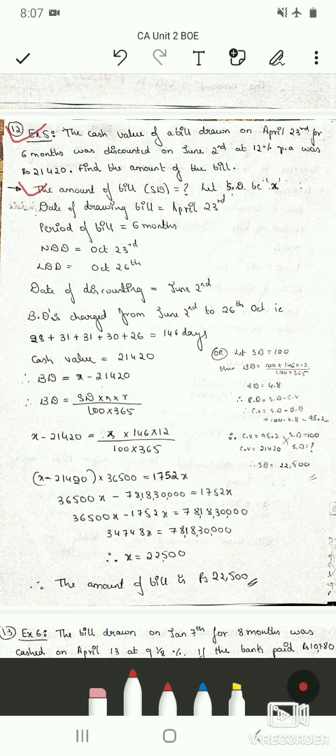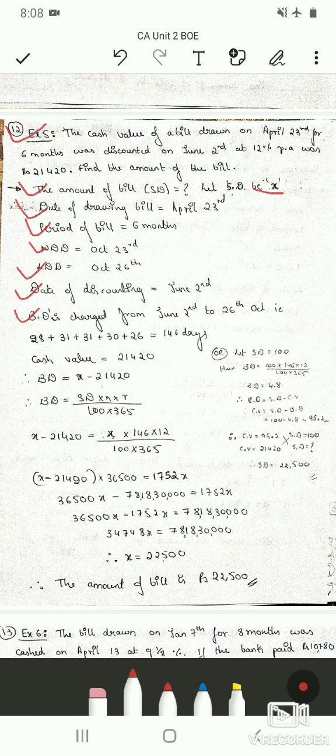There are two methods to solve this. Whichever is convenient, you can go by that. I'll explain both now. So first step is, let us assume the sum due to be X. Then they have given the date on which the bill was drawn, that is 23rd April. Period of bill is 6 months. Nominal due date will be October 23rd. Legal due date is 26th October. Date of discounting is given, June 2nd. Rate is given, 12%. Then banker's discount will be charged from 2nd June to 26th October.